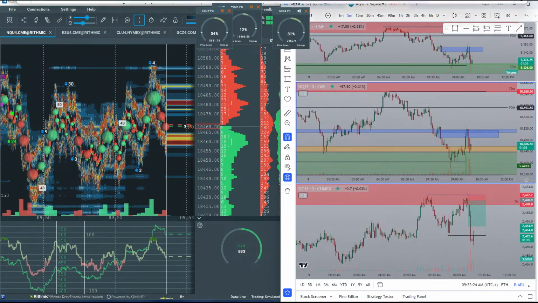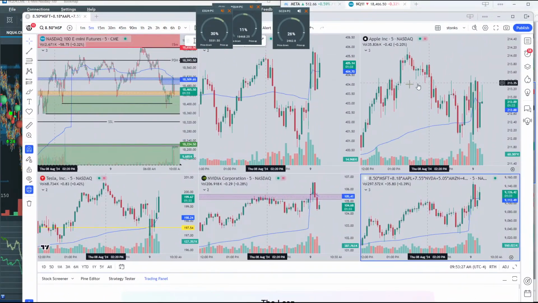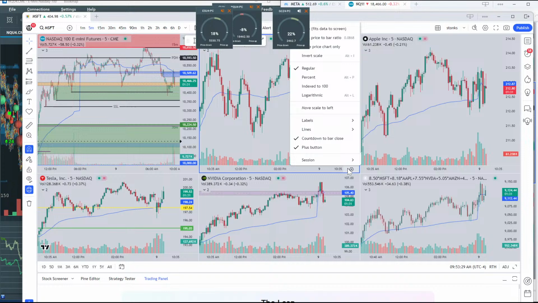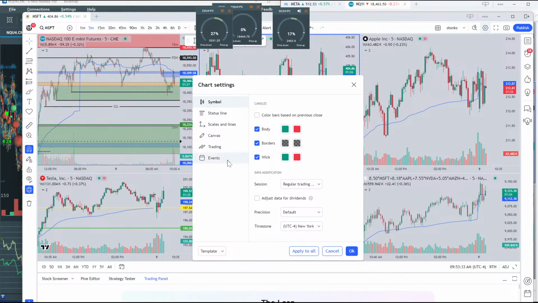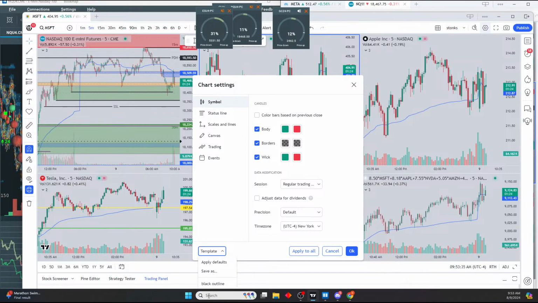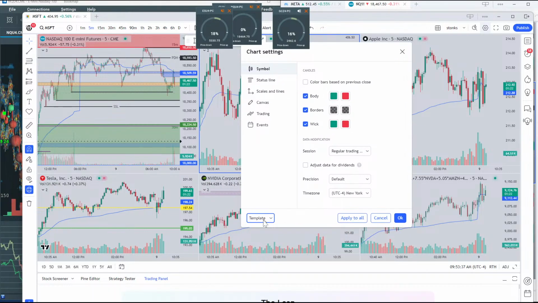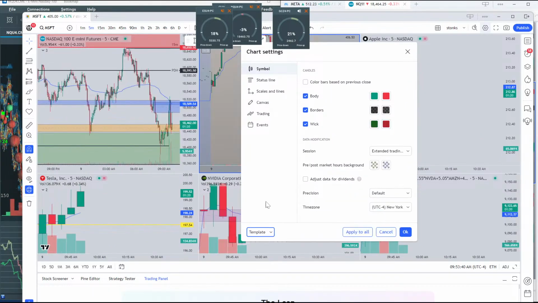Let's take a look at our equities, guys. Always important to be aware of where our equities are at. Let's change our settings real quick. Settings, template, and my template is this trial one right here. Sort of clean it up and then apply to all.